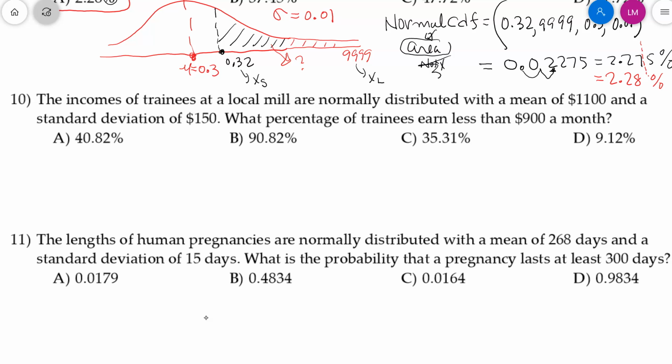The incomes of trainees at a local mill are normally distributed with a mean of 1100 and a standard deviation of 150. What percentage of trainees earn less than $900 a month? Okay, so now it says the mean is 1100, and then standard deviation.